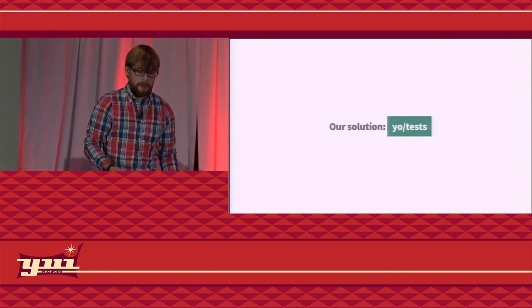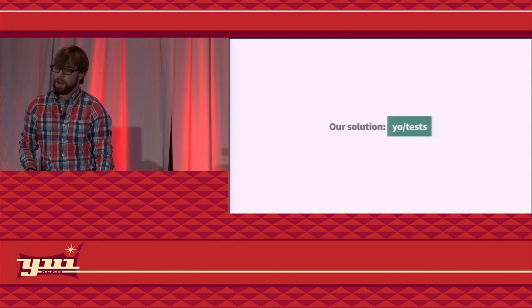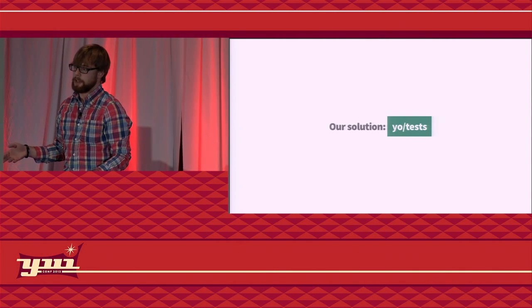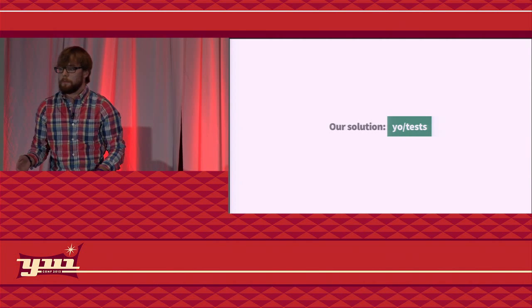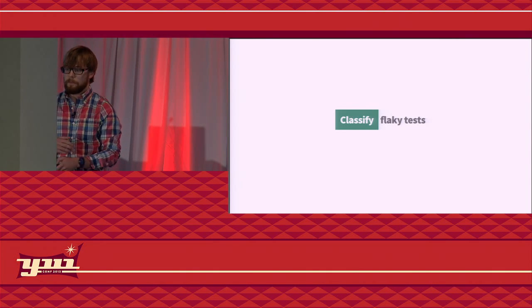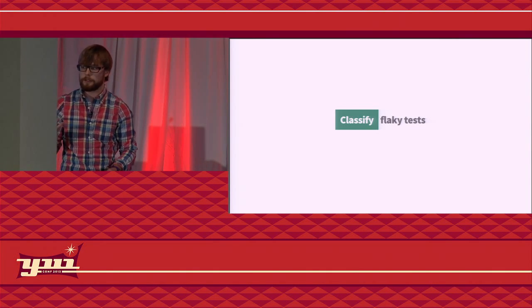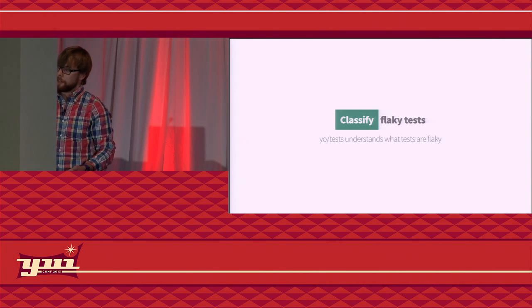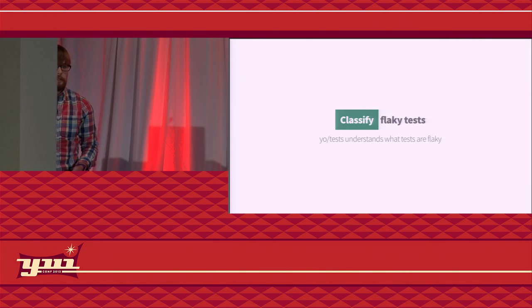The solution we made to this is something that we call YO tests. Internally at Yahoo, you literally type in yo/tests, and it takes you to this page. You saw it earlier, and I get to show it to you now. Basically, the pain that we had, it fixes with three things. First, it classifies flaky tests. So YO tests understands when something's flaky. If something is failing more than one time, we get to flag it as flaky.